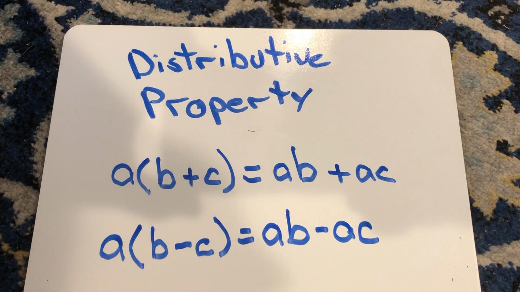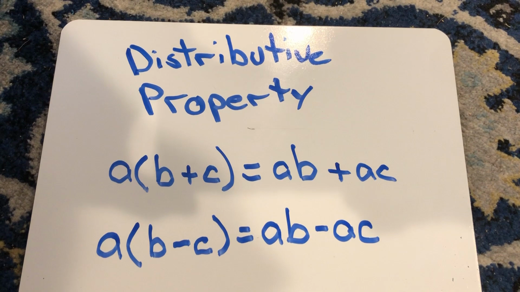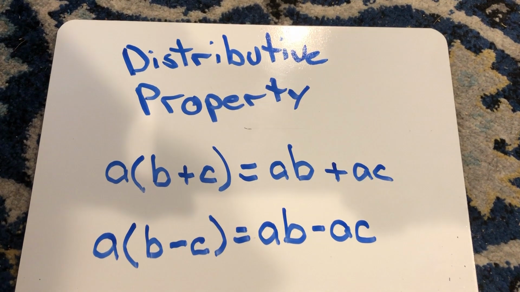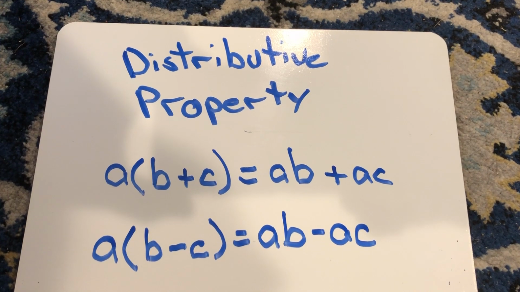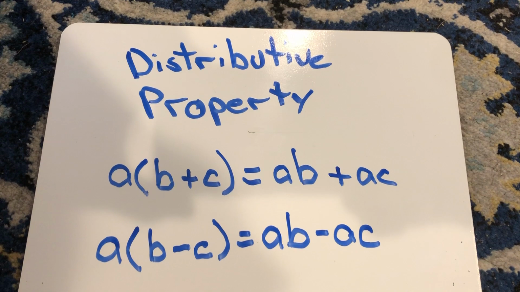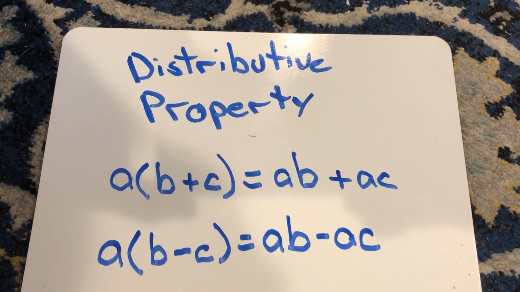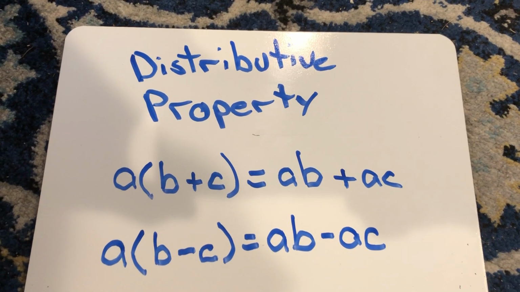So this first one, the top one, is A times the quantity B plus C. And the way that we're going to solve that is take what's on the outside, the A, multiply it by everything individually inside the parentheses. So it would be A times B, and then go back and multiply A times C. And we're going to be adding those two together.